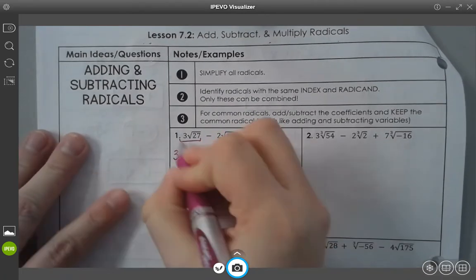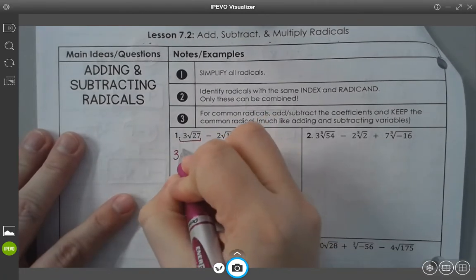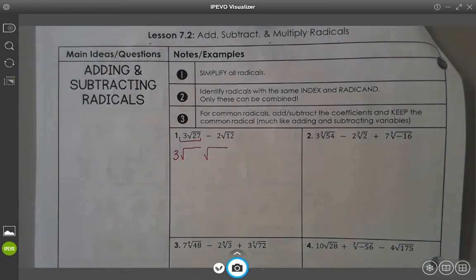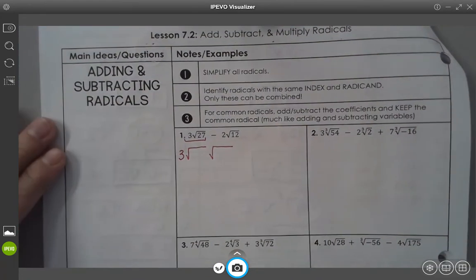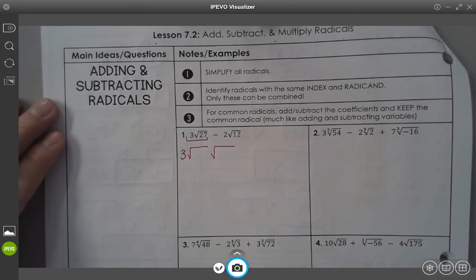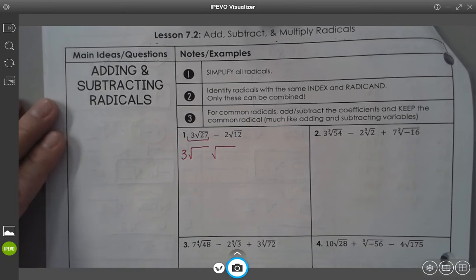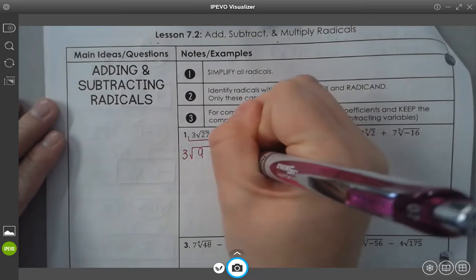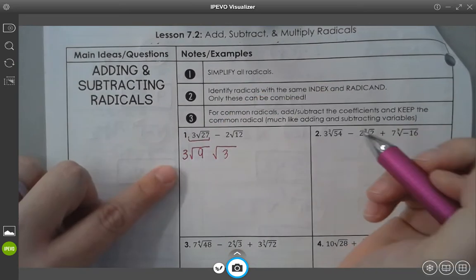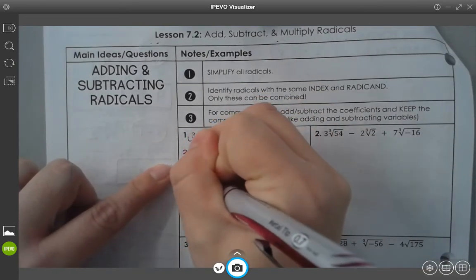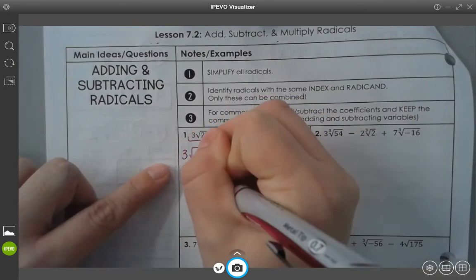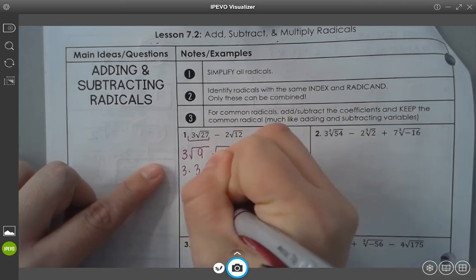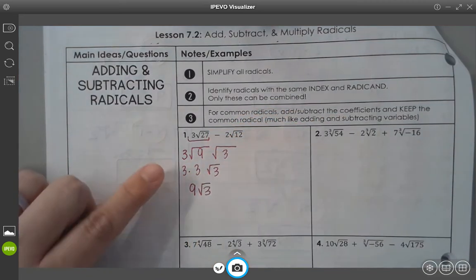3 square root of 27. So I've got my 3. Got to break up the square root of 27. What is the largest perfect square that goes into 27? 9 times 3. So this is 3 times, what's the square root of 9? 3 square root of 3, which is 9 square root of 3.